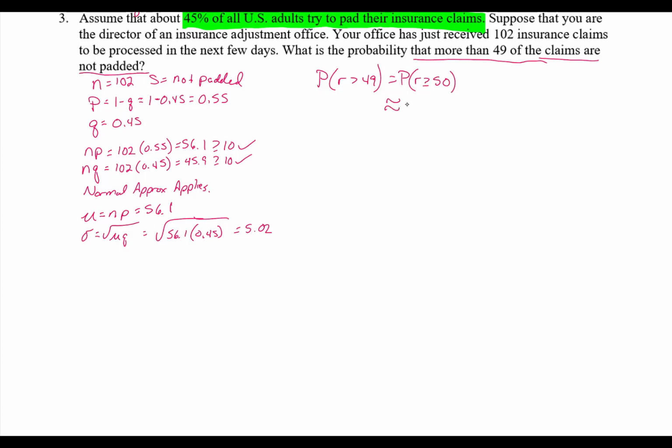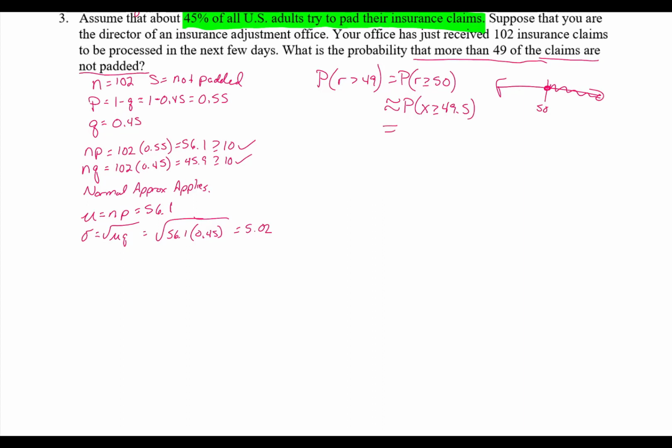Next, we convert to normal, so we do that continuity correction. So that's the probability that x is greater than or equal to 49.5. If we think about it on the number line or looking at which way our inequality is opening, since we're looking at greater than or equal to 50, 50 is going to be a left-hand endpoint, so we subtract that 0.5 to do that continuity correction.